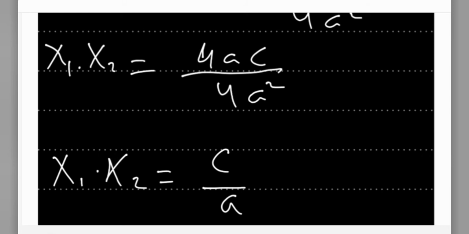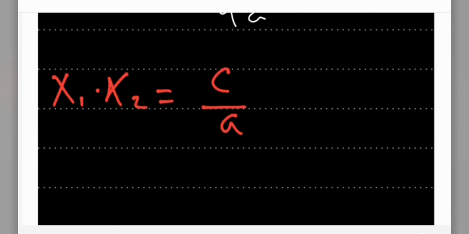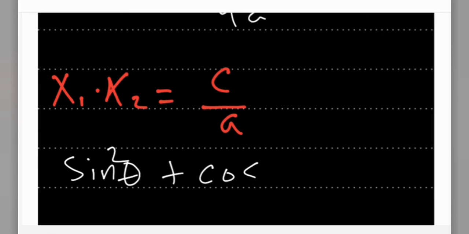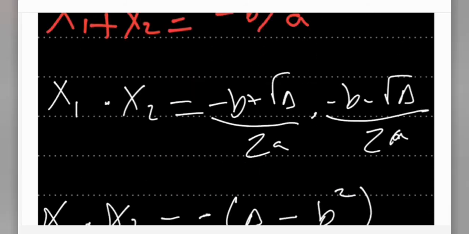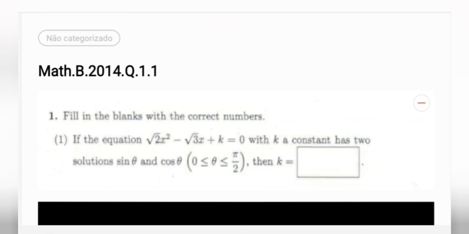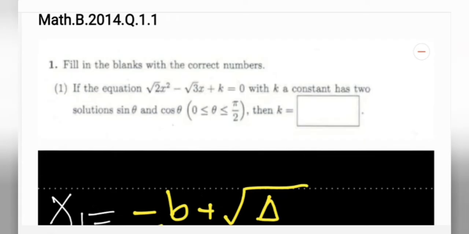So these are the relations that we need to use. And another thing you need to remember is that sine of theta squared plus cosine of theta squared equals 1. I don't even know if we are going to use this, but it's always good to remember it if you didn't remember it. Okay, so now let's go to what he's telling us. He's telling us that the solutions, one of them is sine of theta, and the other is cosine of theta.